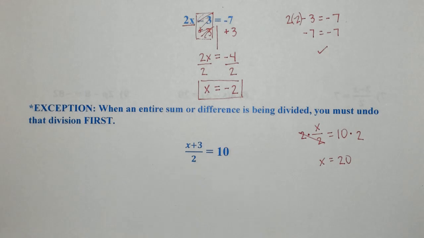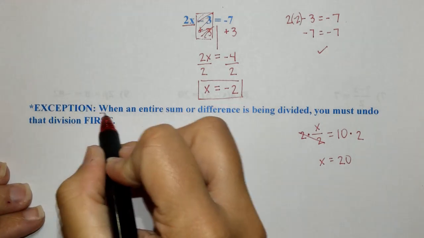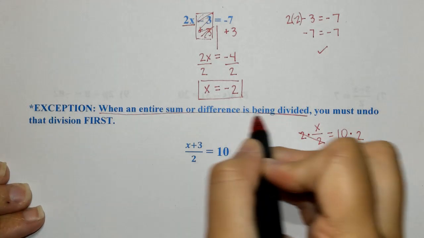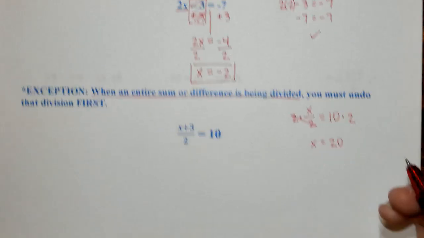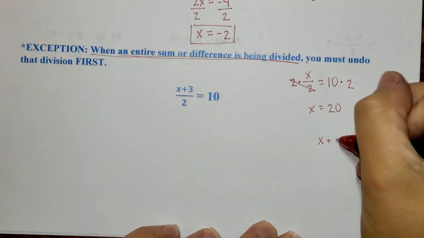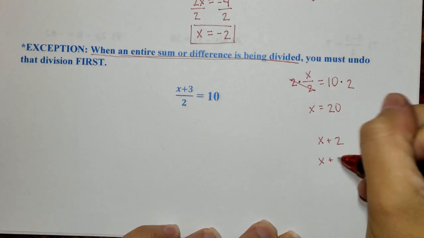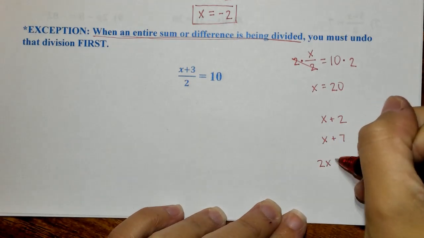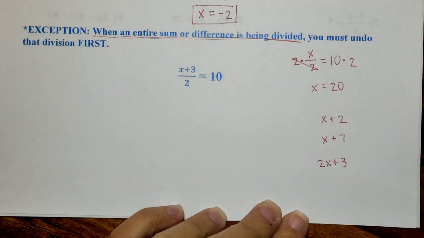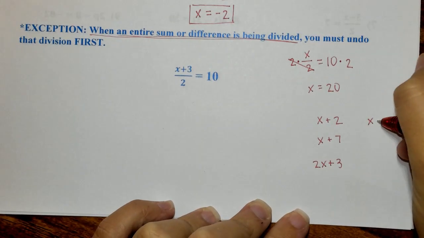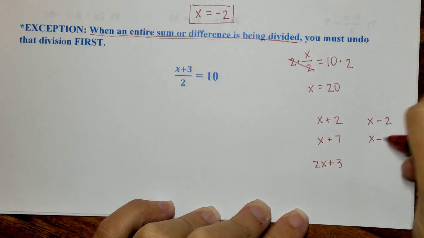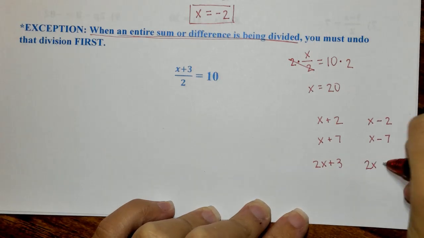This is not the same thing. All right, it says when an entire sum or difference is being divided. So an entire sum would look like this: x plus 2, x plus 7, it could be 2x plus 3. Okay. A difference would look like this: x minus 2, x minus 7, 2x minus 3.